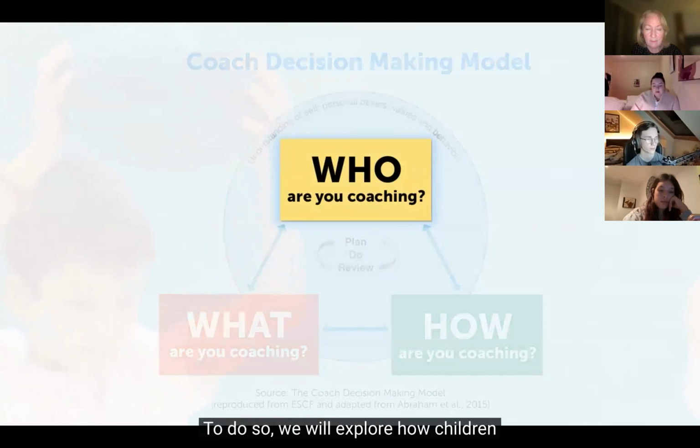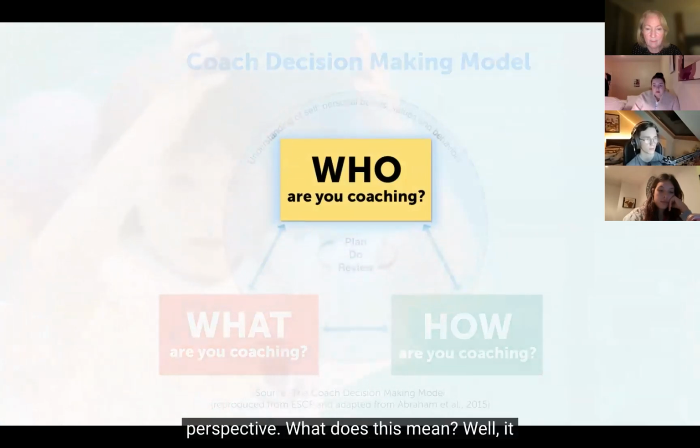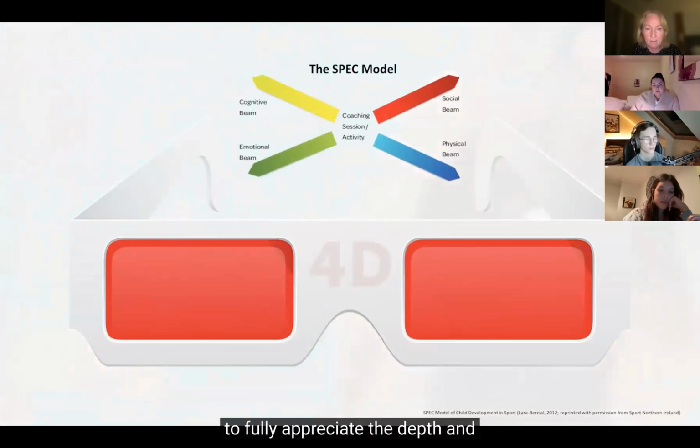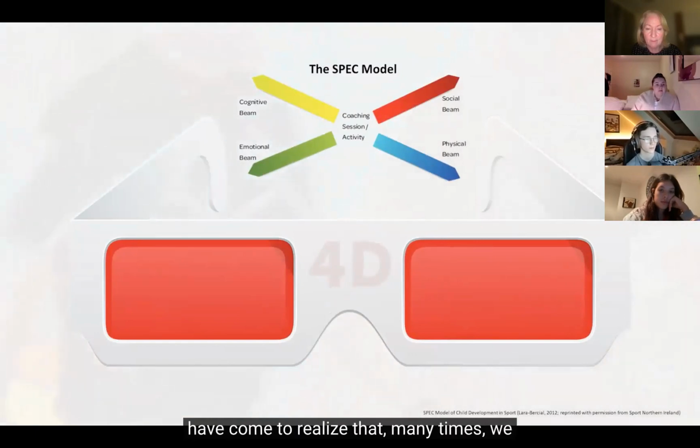To do so, we will explore how children develop from a biopsychosocial perspective. What does this mean? Well, it means that we will put on our 4D goggles to fully appreciate the depth and breadth of child development. Through our work with the students and coaches, we have come to realize that many times we look at children as if they were a flat picture with very little depth.